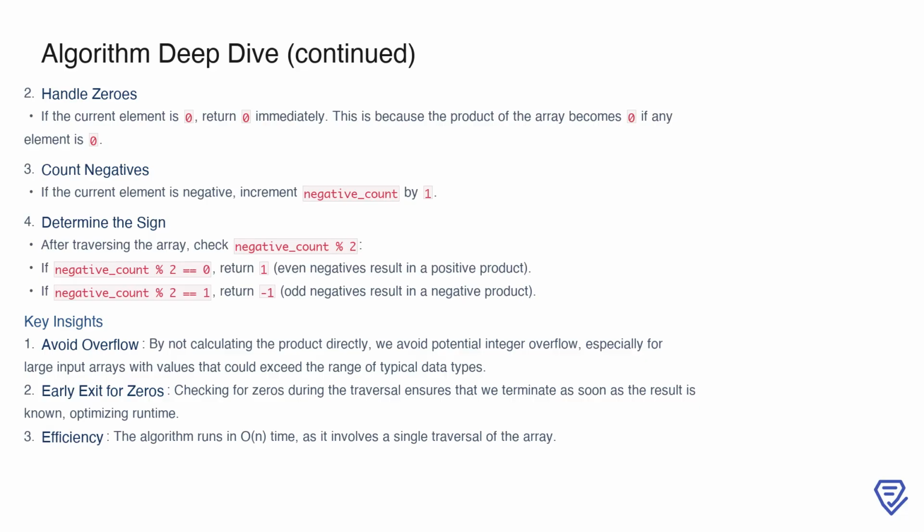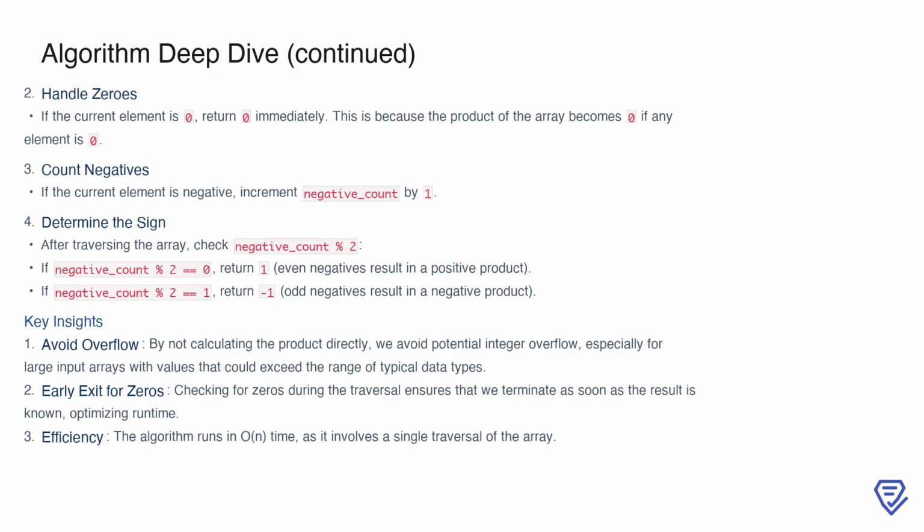Next, as we iterate through the array, we count the negative numbers. For every negative element encountered, we increment the negative_count variable. Once the traversal is complete, we determine the sign of the product based on the value of negative_count. If the count is even, the product is positive, so we return 1. If the count is odd, the product is negative, and we return -1.